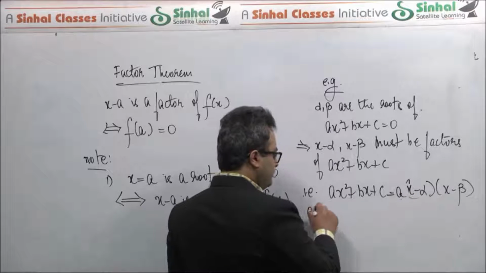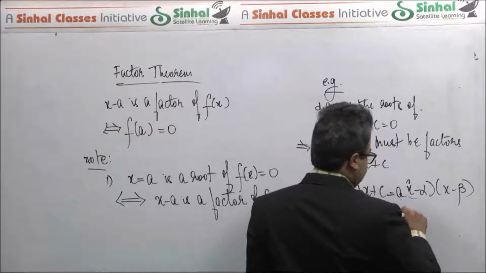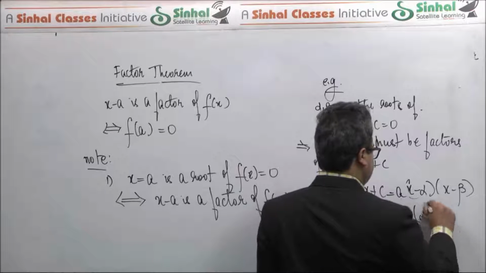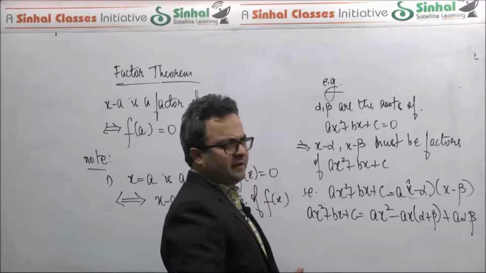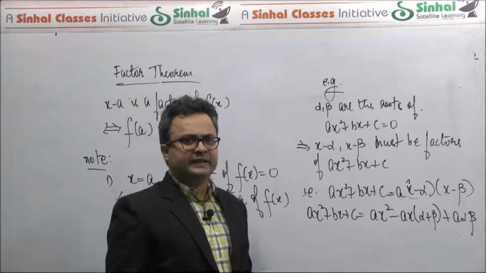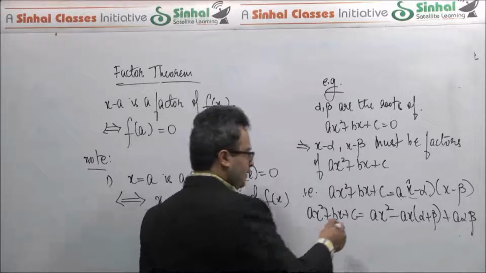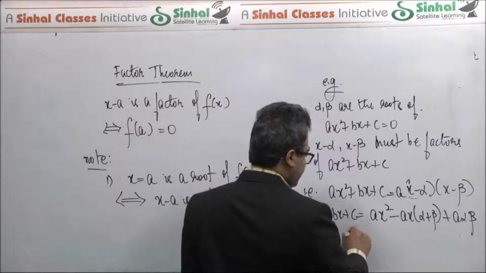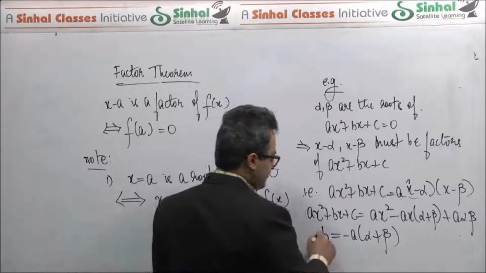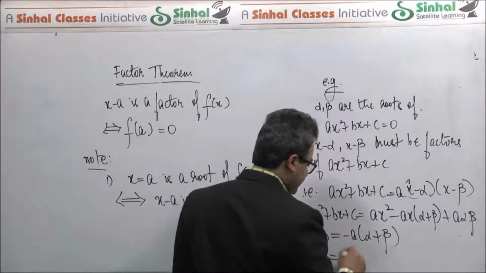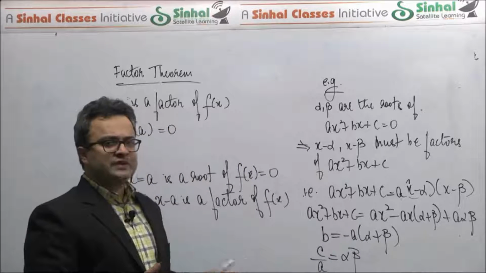And now all I have to do is open up the brackets. And whenever I say that two polynomials are equal identically, the coefficient of each power of x on both sides will have to be the same. So what must happen now is that b must be equal to minus a times alpha plus beta, which gives me that alpha plus beta is minus b by a, and similarly c by a must be alpha into beta, right?